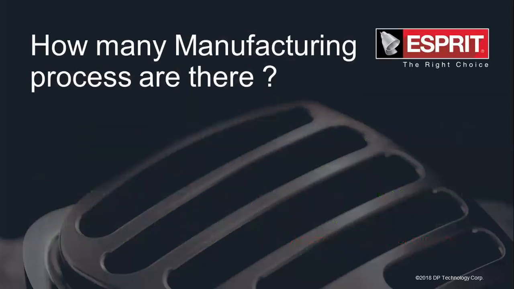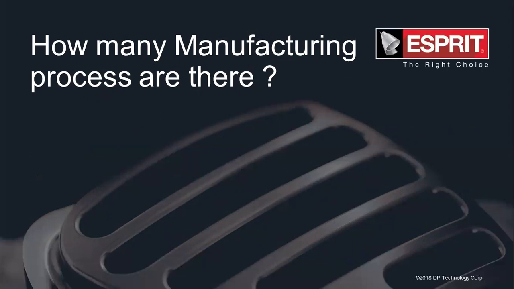Now, how many manufacturing processes are there? Everyone knows the basic manufacturing processes are metal forming, metal casting, metal cutting and metal joining. These are the basic manufacturing processes which have been given in various books.